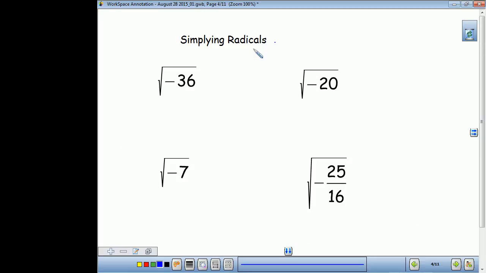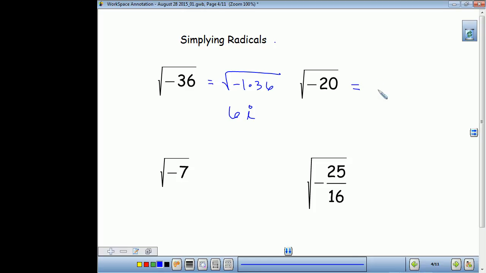All right, so we're going to work on simplifying some radicals. This is the square root of -36, which you can think of as -1 times 36. What is the square root of 36? 6. What's the square root of -1? i. So this simplifies to 6i. So we're just going to add i to the end of all of them? Anytime we have the square root of a negative, it simplifies to i.